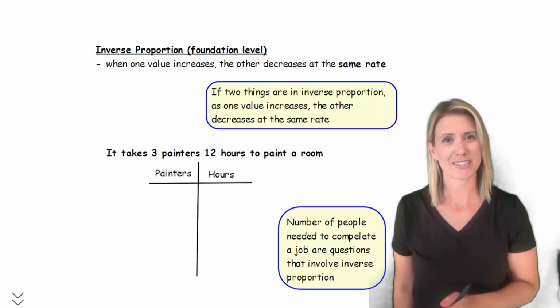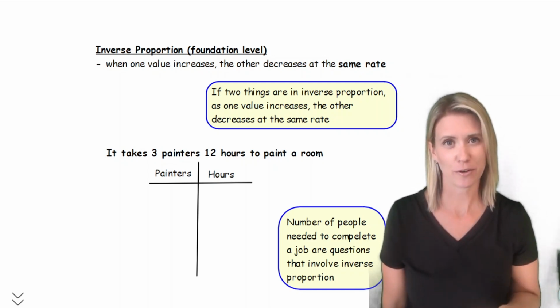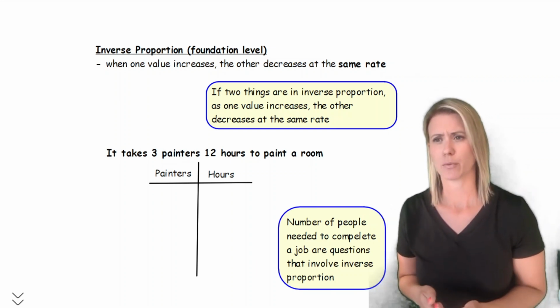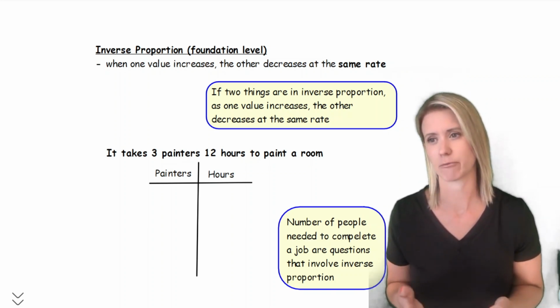If you need help with understanding inverse proportion up to the grade 5 or crossover level, then you're in the right place. Inverse proportion takes a little bit of thinking about. So when one value is increasing, the other value is decreasing at the same rate.